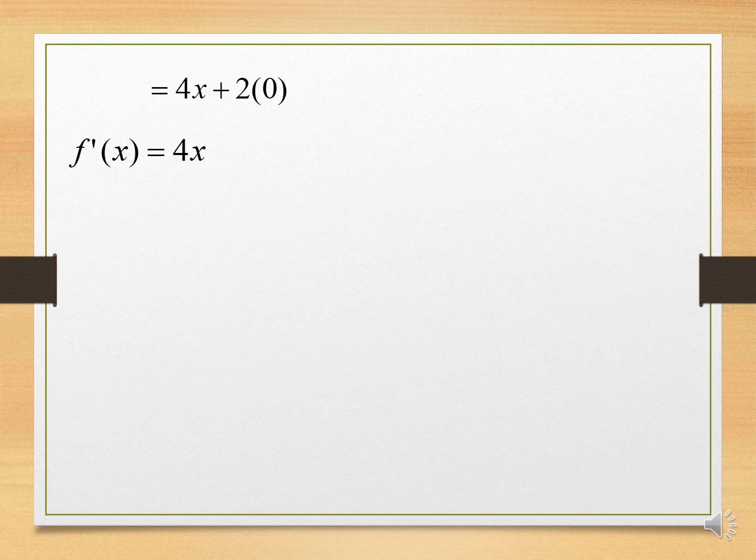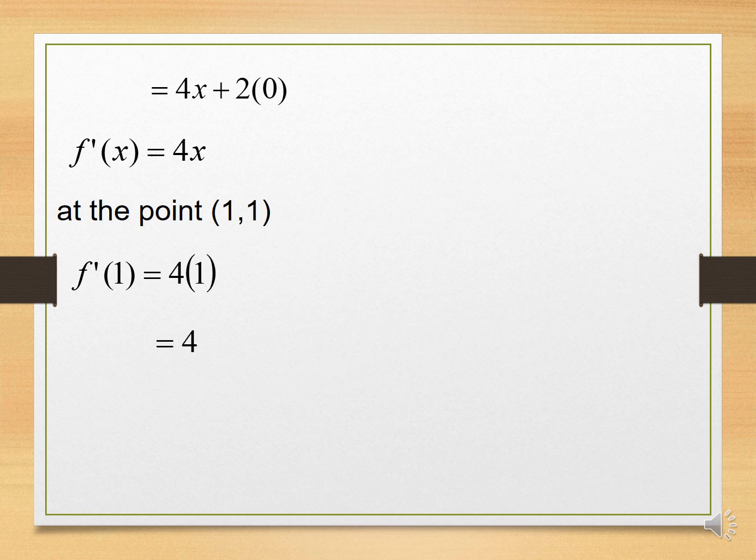And then the second part of the question is asking for the slope at the point (1, 1). So by substituting the coordinate x equal to 1 into your function, you get f'(1) equal to 4 times 1, which is equal to 4.